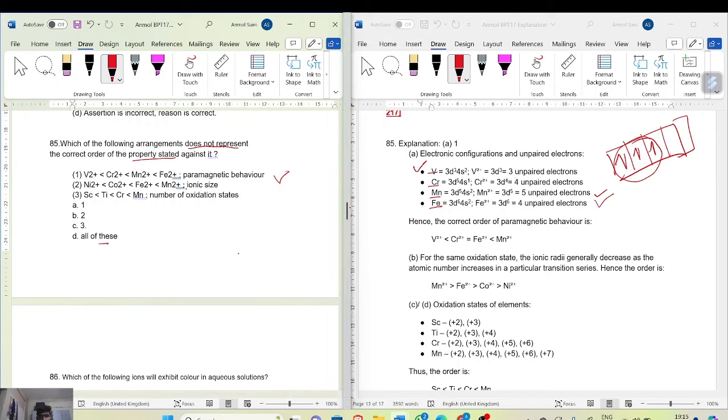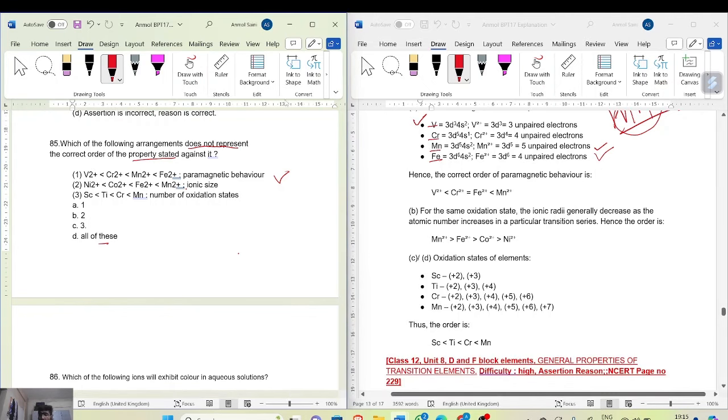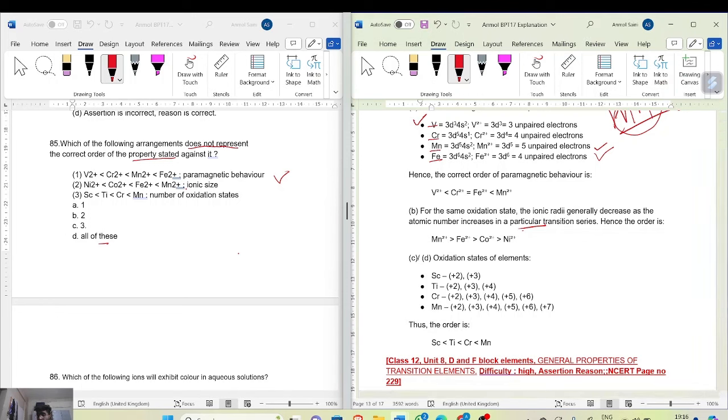We know generally the ionic radii decreases as the atomic number increases in a particular transition series, because when we go from the left side of the periodic table to the right side of the periodic table, there will be a decrease in size, a decrease in atomic radius, and there is no exception given in the following elements. So when we increase the atomic number, their radii will decrease. So this is also the correct option.